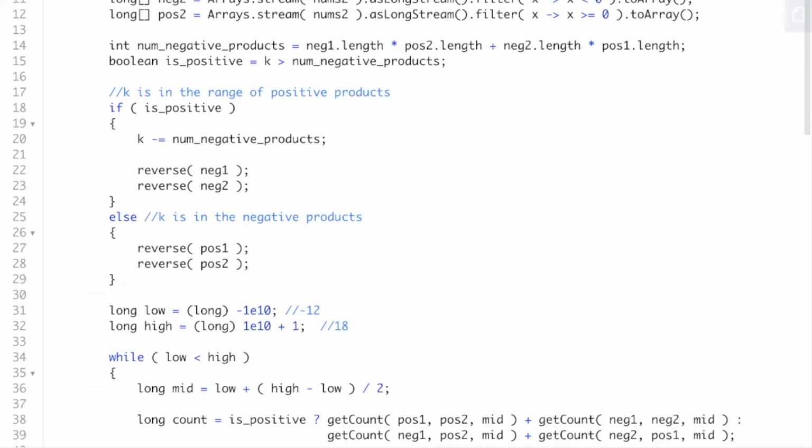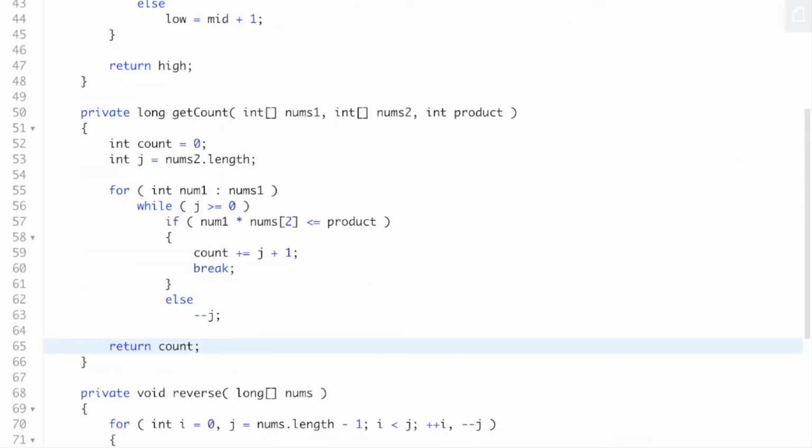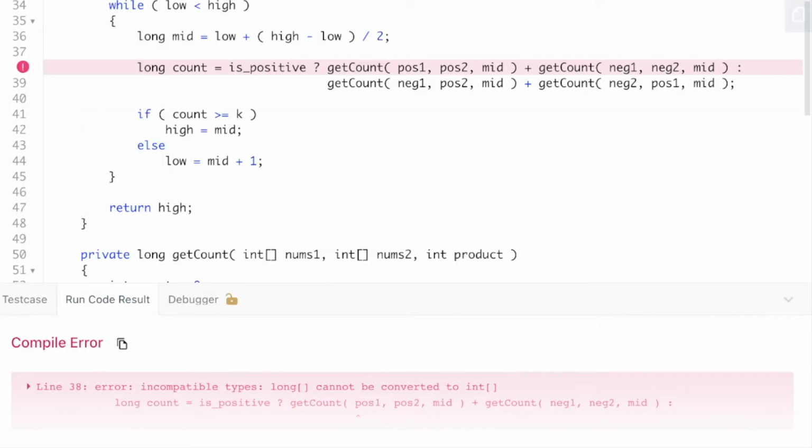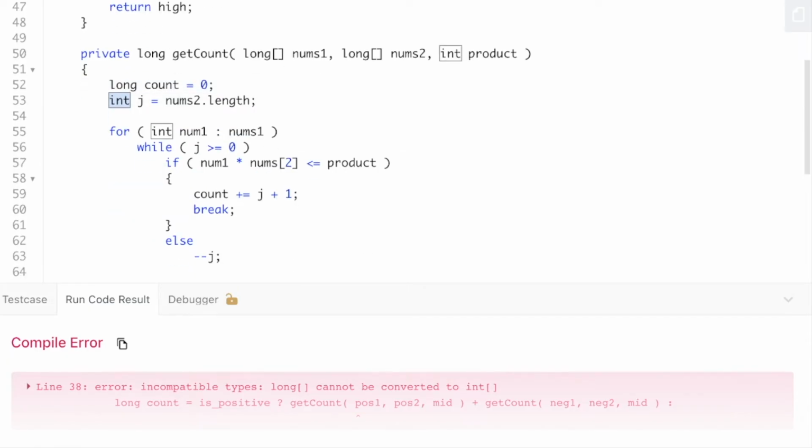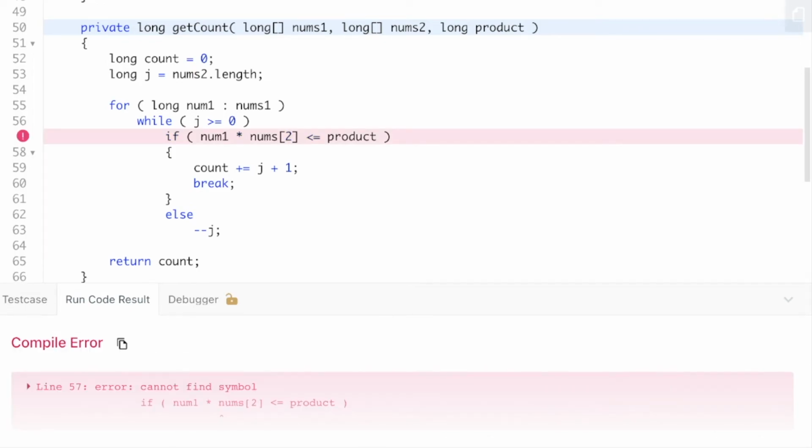Let me see. Do I need anything else? Let's just run it. I think we're good. All right, what did I do wrong? Count is positive. Long cannot be converted to, why do I have an int array somewhere? Oh, these need to be longs. Change all these to longs. Just change everything. Actually, this needs to be a long too. Shoot, I changed everything. Okay, sorry, I put ints everywhere, like a bad habit. Cannot find symbol. Num1, nums2. Wow, I put a 2 there instead of j. I'm so dumb.